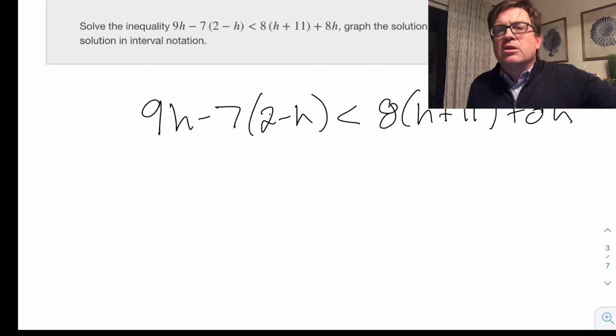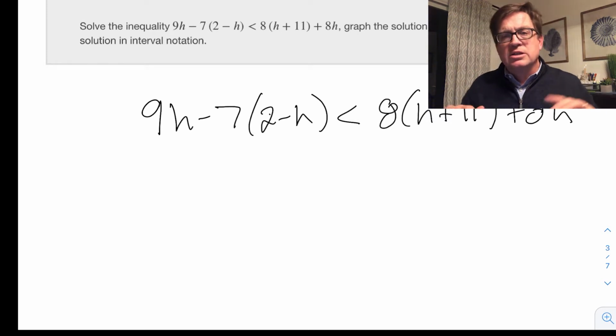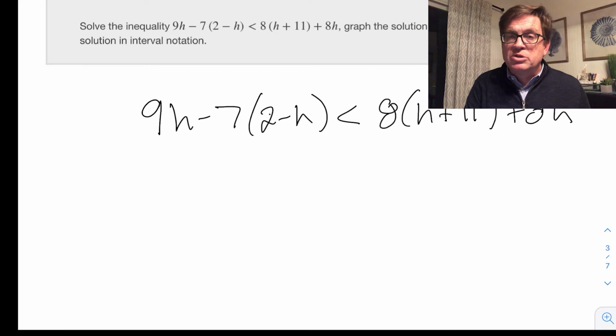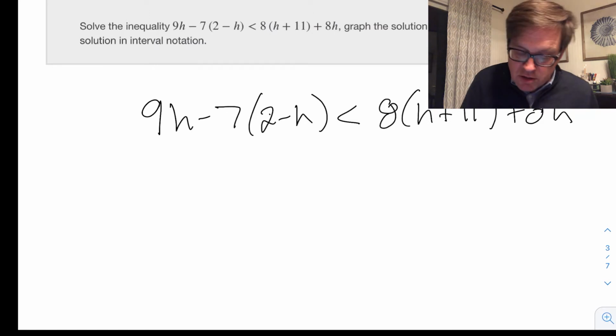There are a bunch of examples in the book that are slightly more complicated algebra, but really no different. All you have to do is multiply things out, distribute across parentheses if you need to, combine like terms, and then move all the variable terms to one side, move all the constants to the other side, and solve for your variable. It's four simple steps, but some of these, there's a lot of algebra involved. So let's talk this through.